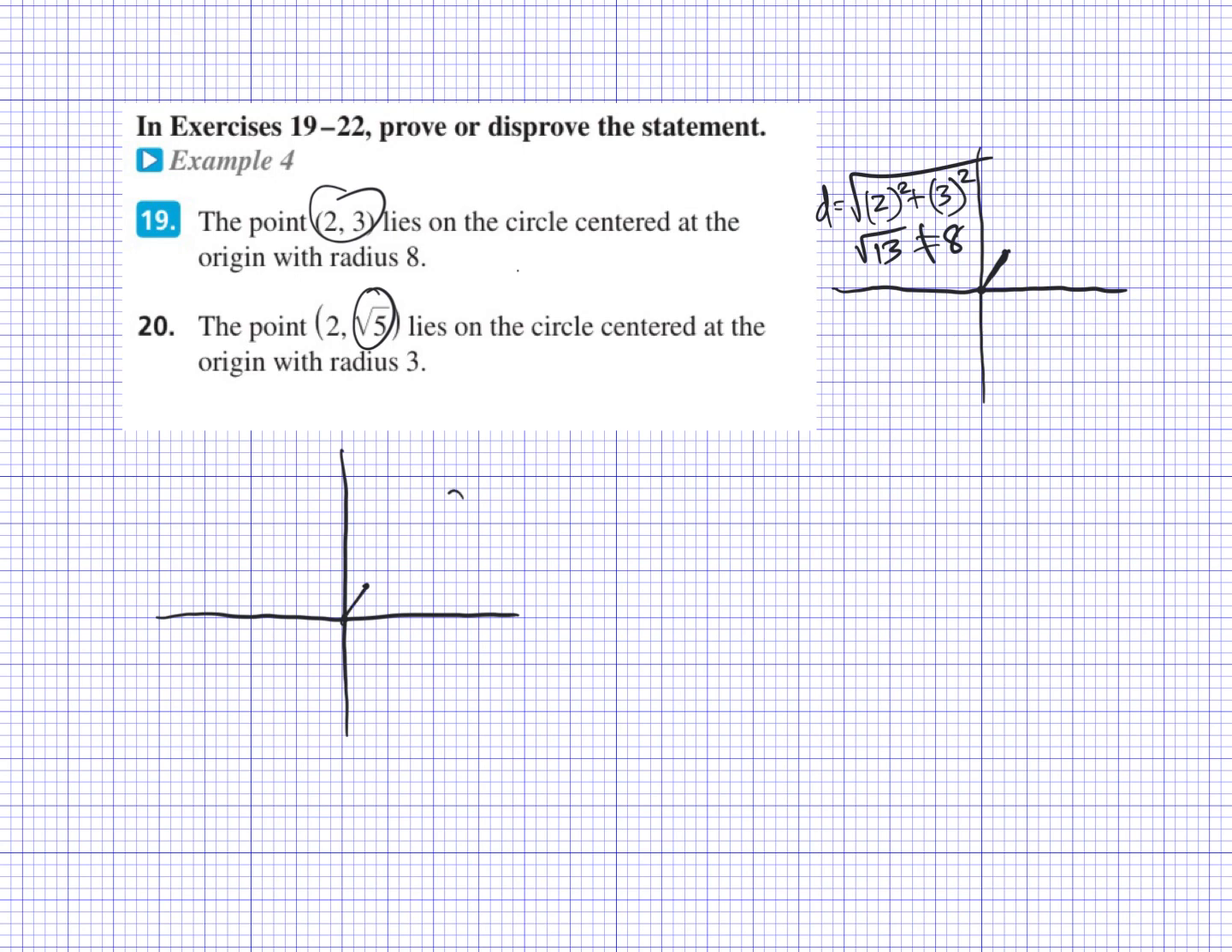Okay, so let's do the distance again. Now watch what we do here. X minus x, or 0 minus 2, or we can go 2 minus 0, that's fine. 2 squared plus the square root of 5 minus 0, and we're going to square that. So 2 squared is 4, the square root of 5 squared is 5. So that's the square root of 9, which is 3. So check. Yes, it is on the circle.